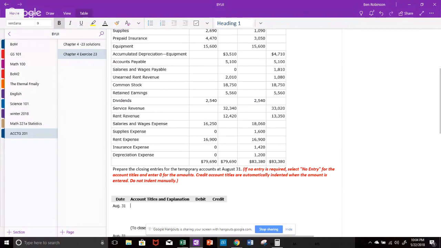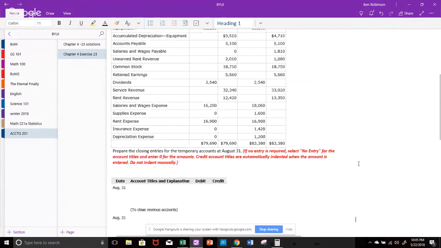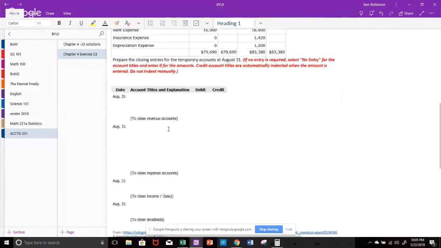And so, as I understand it, the purpose of doing that is taking things from temporary accounts, which might be on the income statement, and preparing for the balance sheet by moving them from those temporary accounts to permanent accounts. So to do that, the first thing that we need to do is close out revenue accounts. And it lists right here that that's what we're to do, close out the revenue accounts.